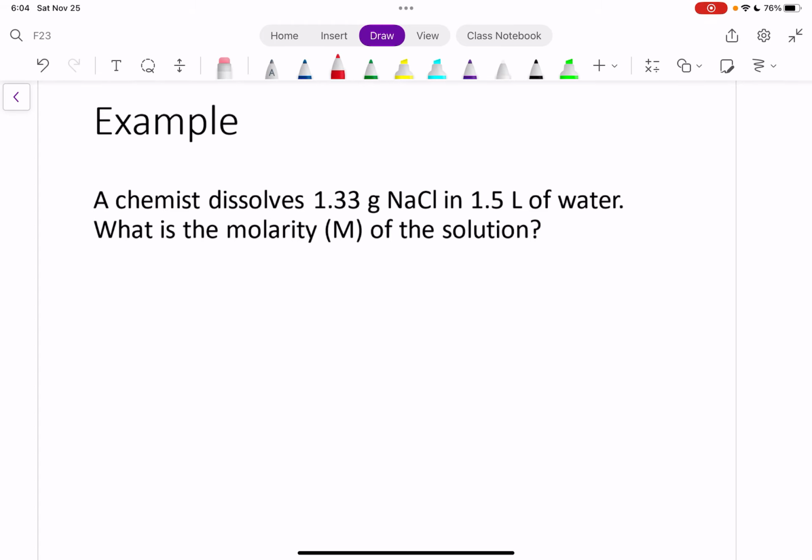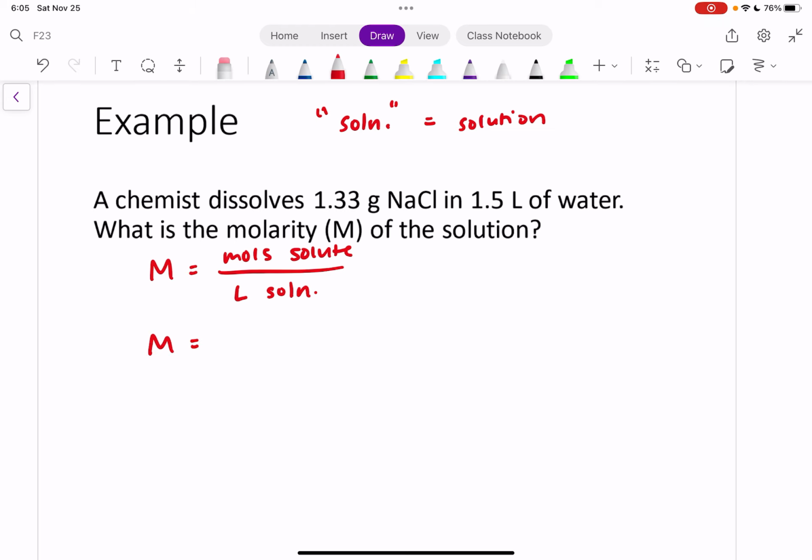All right, well, we're going to need our handy-dandy equation. Molarity equals moles of our solute over liters of our solution. Again, a lot of times I'll abbreviate solution SOLN. Just to recap that, we're solving for M, big M, molarity. And we know we have 1.33 grams of NaCl and 1.5 liters of water.